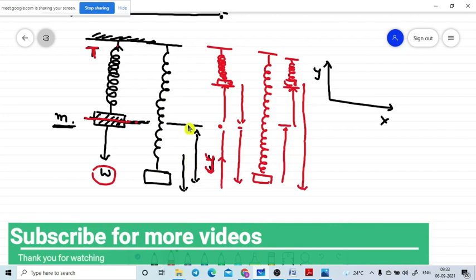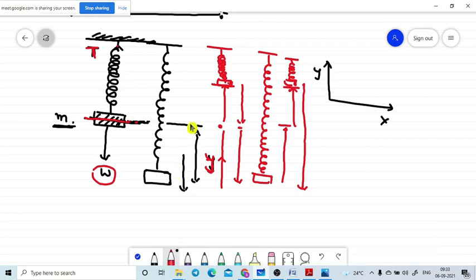But the main problem is that the body won't come to rest at the mean position, because of inertia. Inertia means the body will continue its previous condition. What is the previous condition? Before reaching this point, the body is moving in the upward direction. That's why the body will continue and cross the mean position. While the body is crossing the mean position, the spring is compressed. Again, due to the compression, the restoring force is generated, and the body will be pushed in the downward direction.